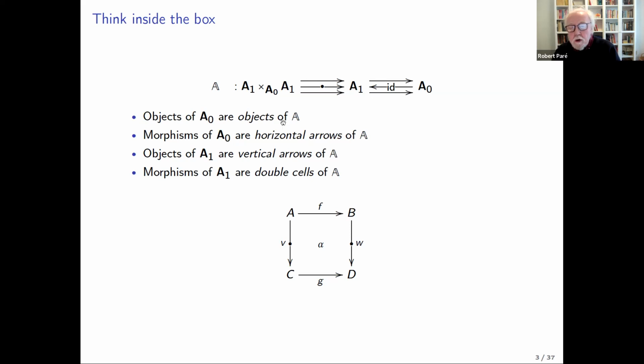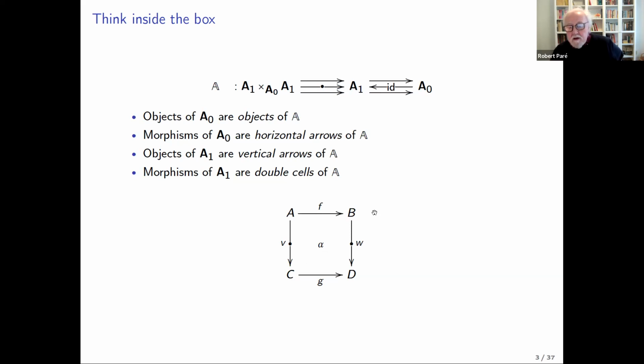an object of A0 will be called an object of the double category A. And the morphisms of A0 are going to be called horizontal arrows, and I'm going to write them as much as possible horizontally as just an ordinary arrow like this. Whereas the objects of A1, we're going to call them vertical arrows and denote them as much as possible vertically and decorate them with a little dot here, just in case sometimes we can't put everything horizontal and vertical. And finally, the morphisms in here are double cells.